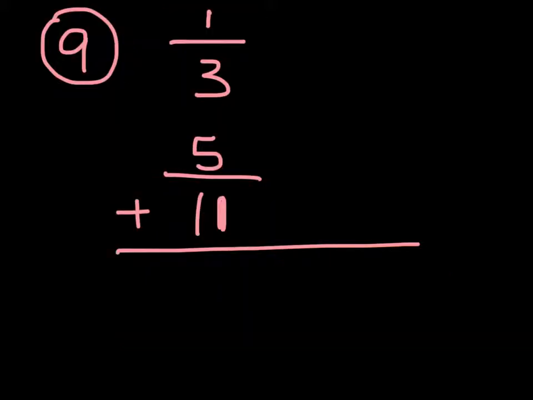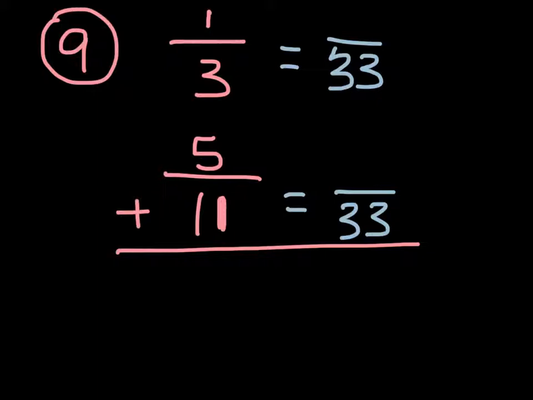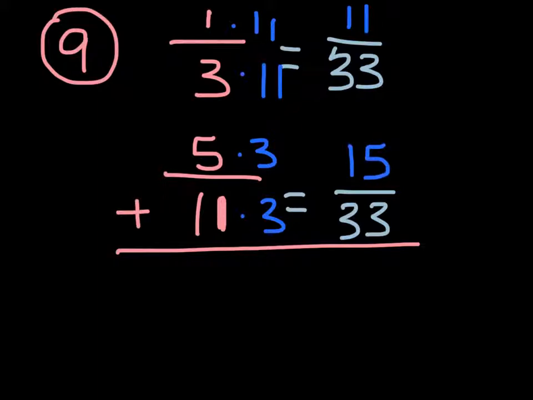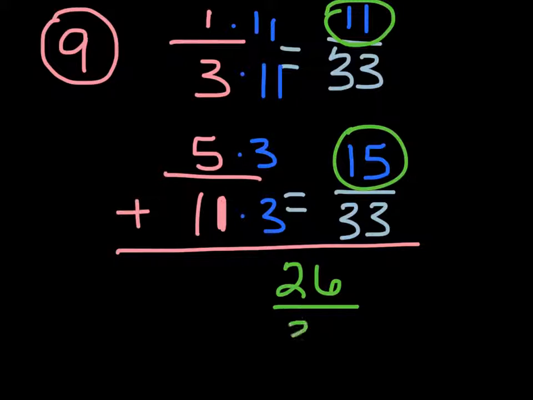For number 9, you have to find the common denominator because 3 and 11 are not the same. Your common denominator would be 33. And you find your equivalent fractions. 3 times 11 gives you 33, so 1 times 11 gives you 11. 11 times 3 gives you 33, so 5 times 3 gives you 15. Then you want to add up your numerators. 11 plus 15 gives you 26. Denominator stays the same. Your final answer is 26 over 33.